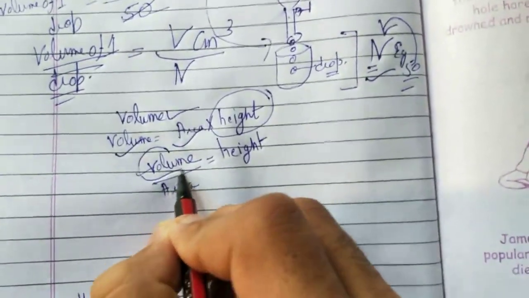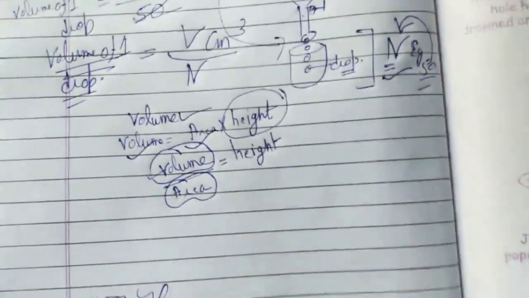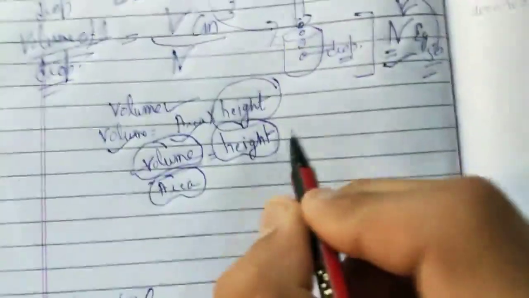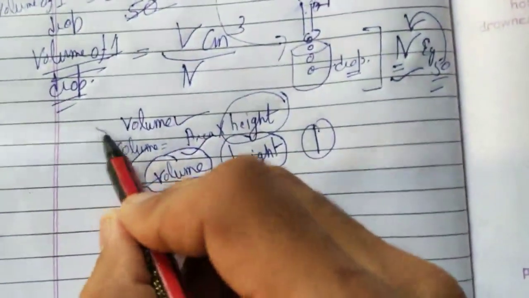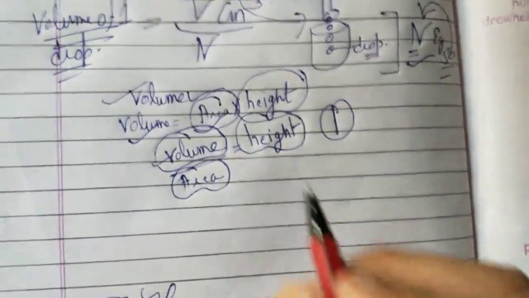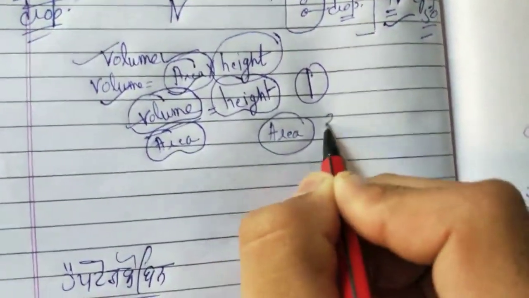We will calculate the volume of one molecule, and we will calculate the area of one molecule. Then what we will get? We will get the height of one molecule. That is our target, but we have only reached step number 1. Our step number 2 is to calculate the area.